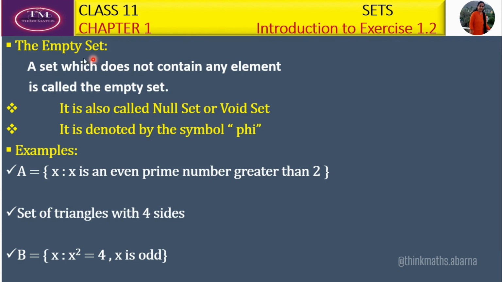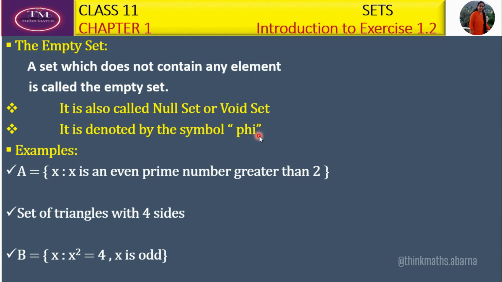So here, first one, empty set. What do you mean by empty set? A set which does not contain any element is called the empty set. So in the set there will not be any elements. There are two other names for the empty set, that is null set or void set. So an empty set will also be called a null set or void set.